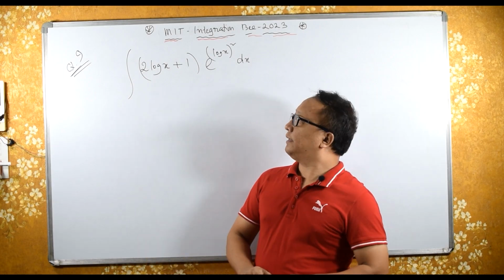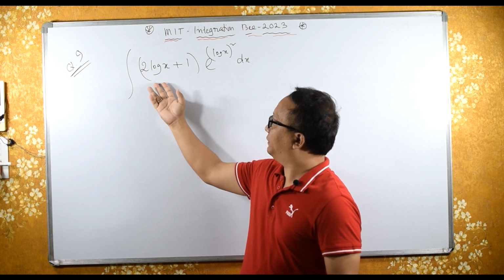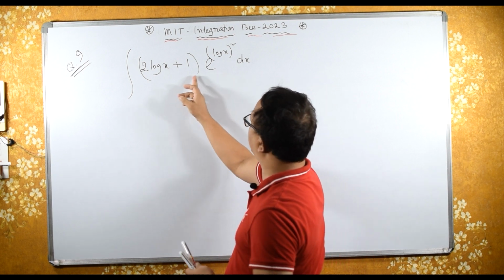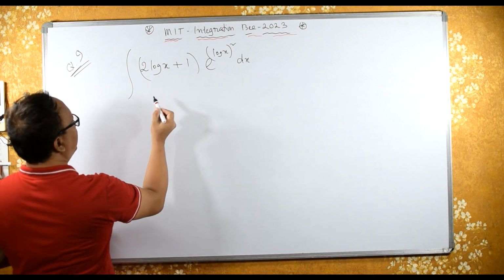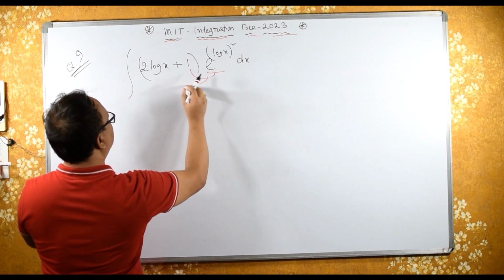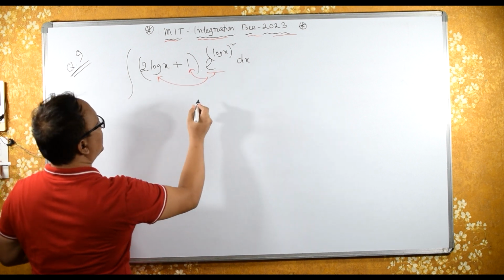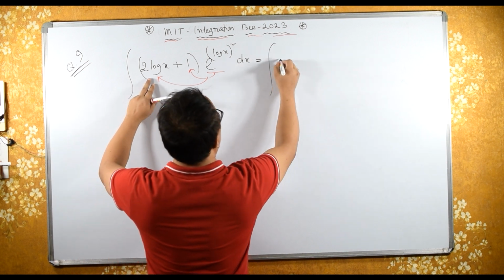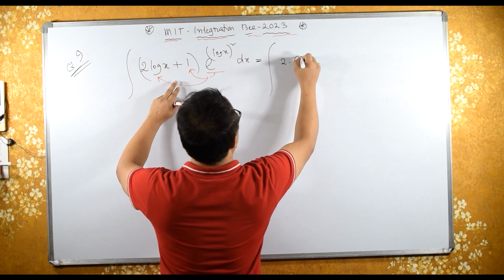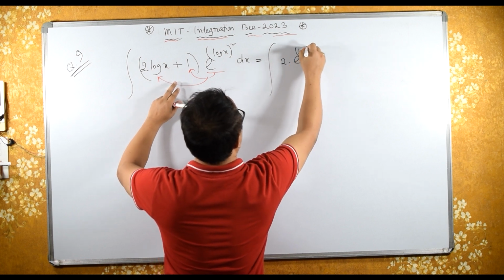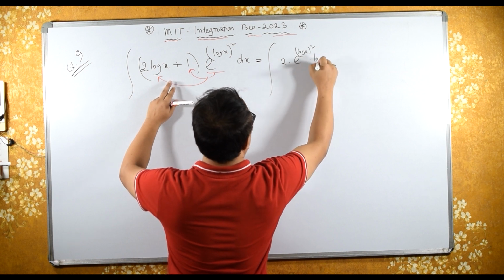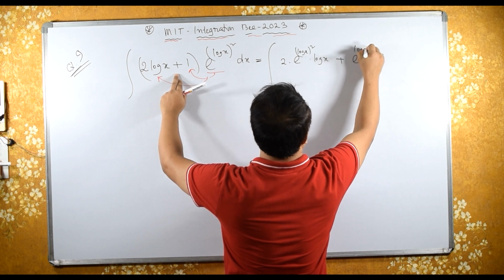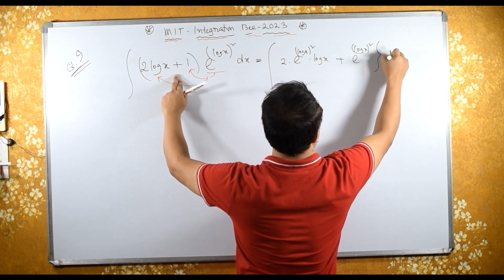Now we need to integrate this. Let's do one thing. Let's send this inside. This is equal to the integral of 2 into e raised to (log x) whole square into log x plus e raised to (log x) whole square, into dx.